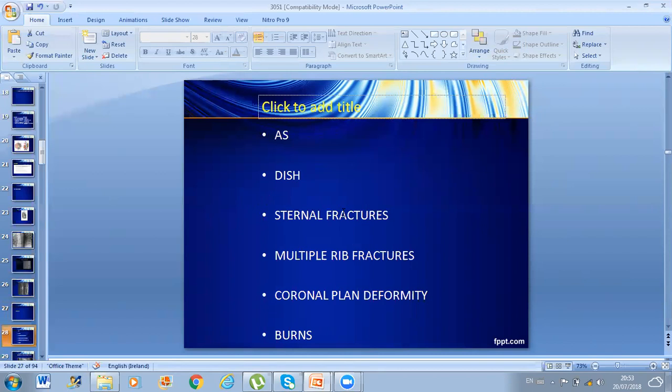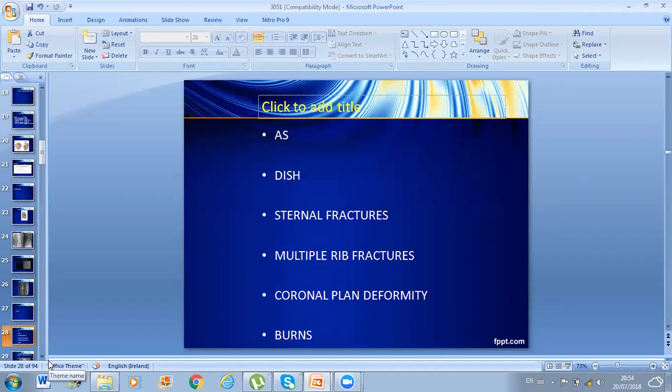Excuse me, sir. Is this term modifier specific for spine or something else? Yes. In spine injuries, if they ask you what are modifiers in spine injury, you have to tell them these are the factors which are not associated with the fracture, but the decision about the management is changed. These things are associated with the patient. For example, multiple rib fractures, sternal fracture, pre-existing ankylosing spondylitis, DISH, coronal plane deformity, and burns.